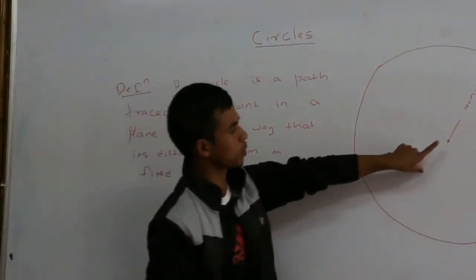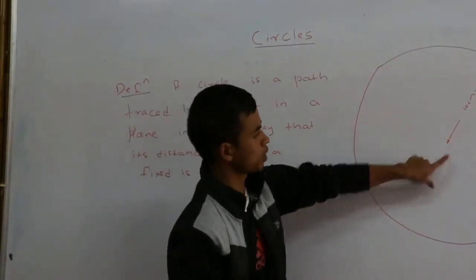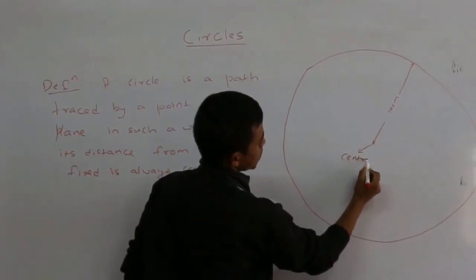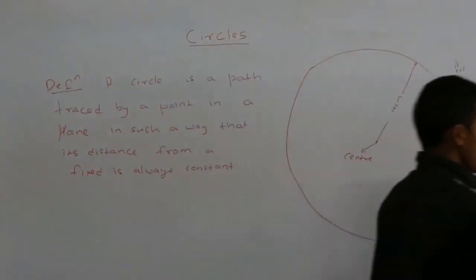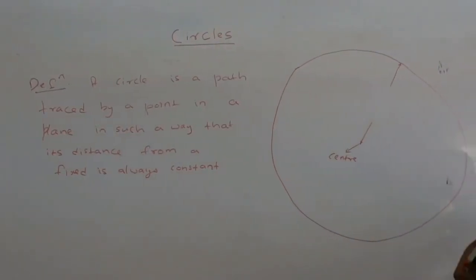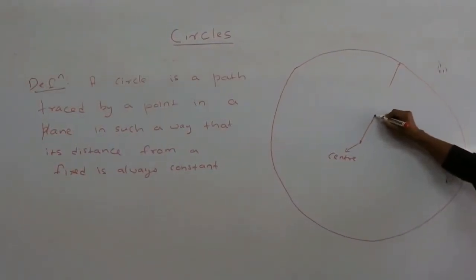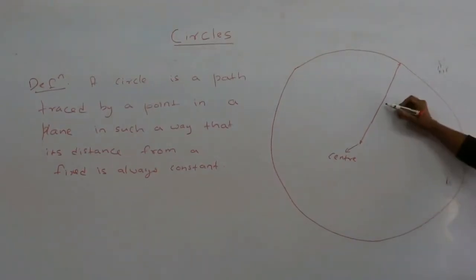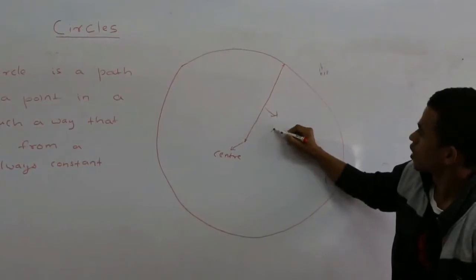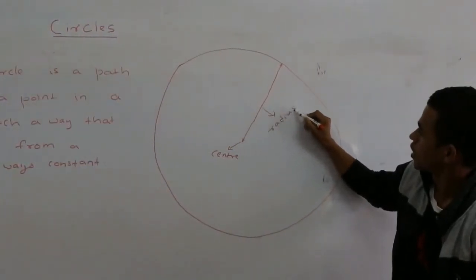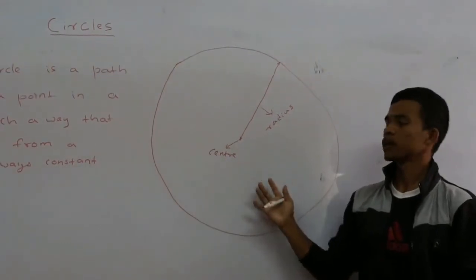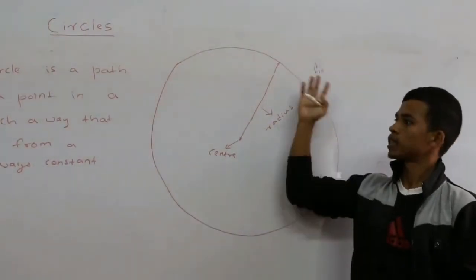This is the fixed point, and we call this fixed point the center of the circle. In general, this distance can be of any measure. It may not always be 10 cm, but this distance, which is always constant, is called the radius. So this is a circle. When we talk about circles, we always talk about a plane.